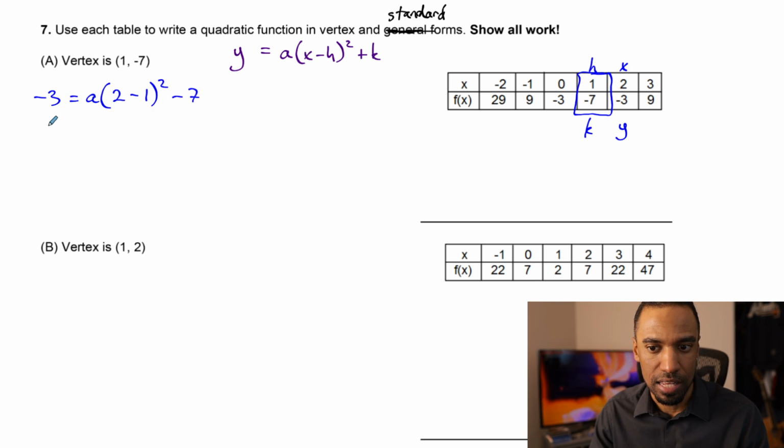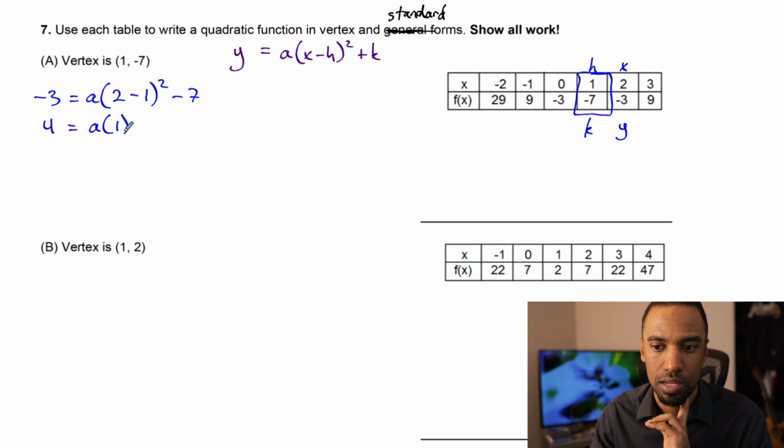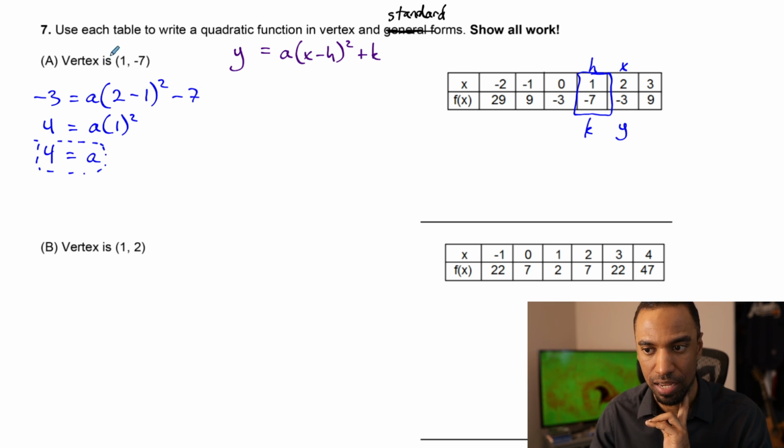Add 7 to both sides. Negative 3 plus 7. Okay, that's 4. I want to save room and time. 2 minus 1 is 1. And 1 squared is 1. So 4 equals 1a, or 4 equals a. That is the a value. Good. We need that for our vertex form.